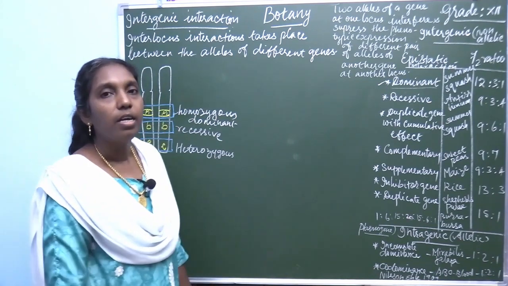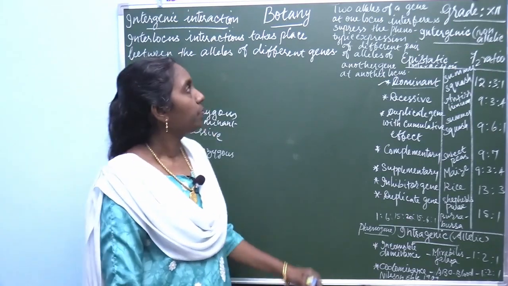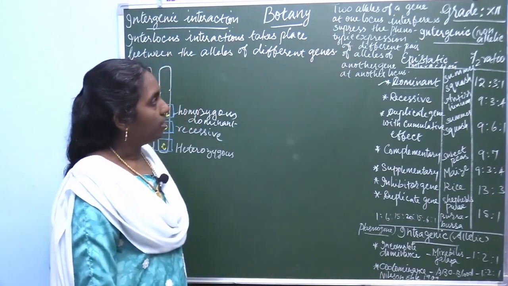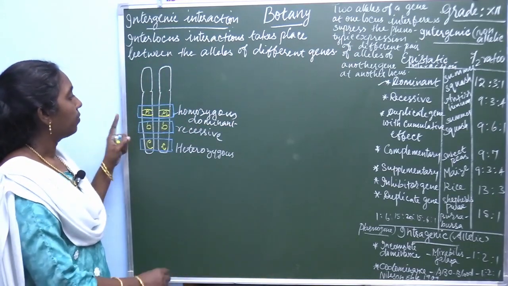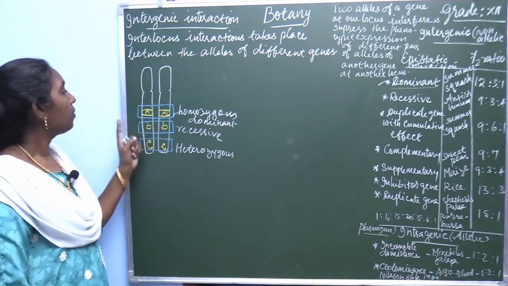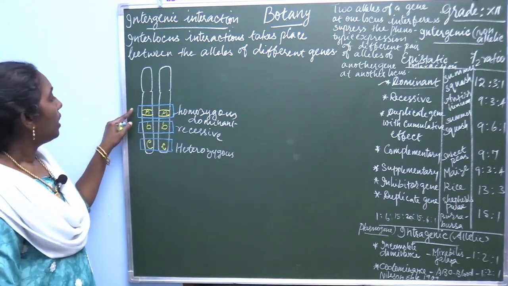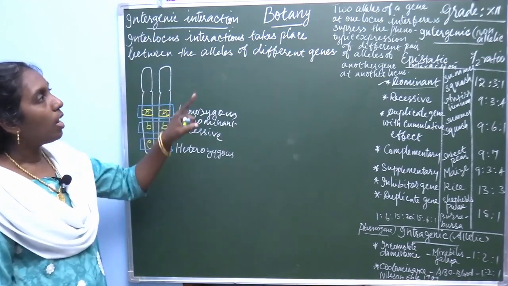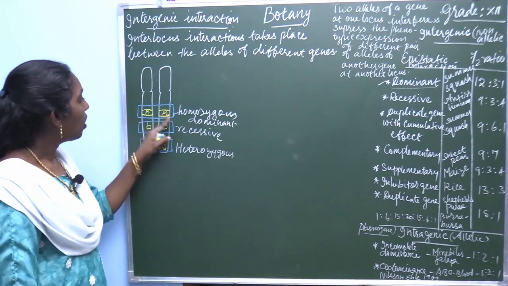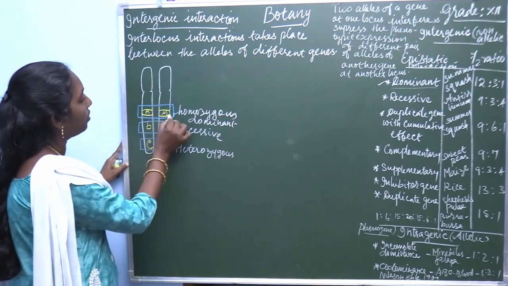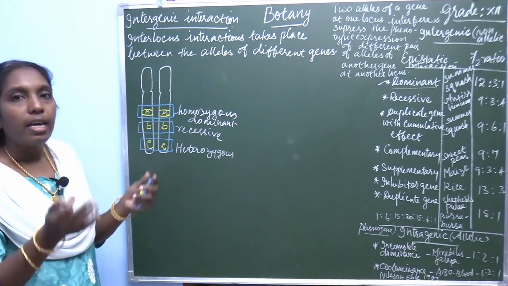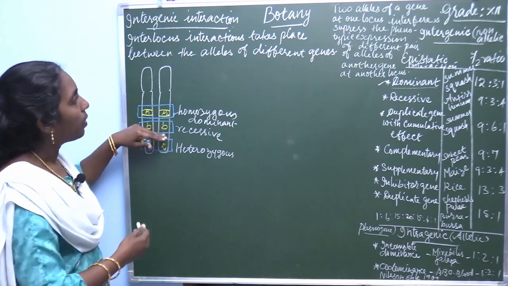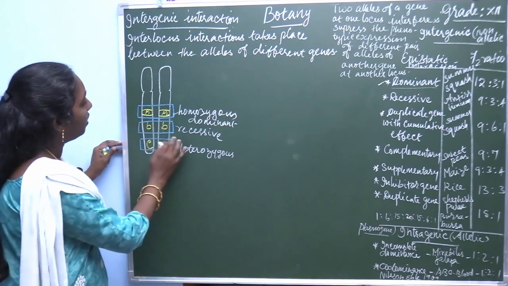What is meant by dominant epistasis? See the definition. Two alleles of a gene at one locus. Look at this picture. Here in this chromosome there are three alleles. Two alleles of a gene at one locus interfere and suppress the phenotypic ratio of the other pair.